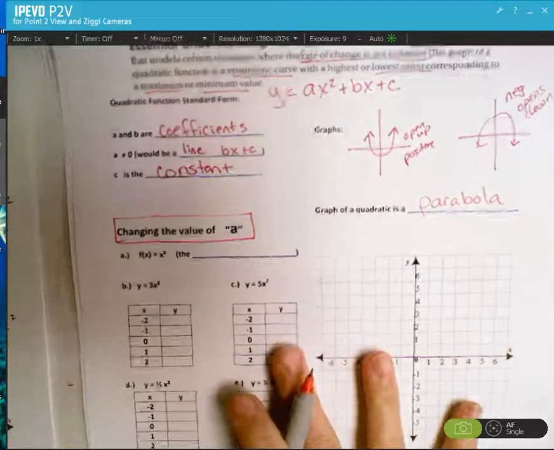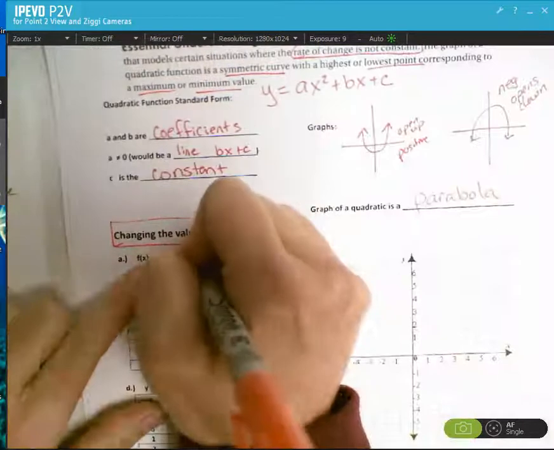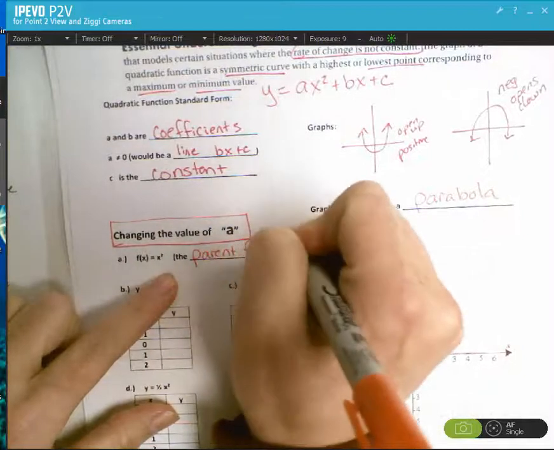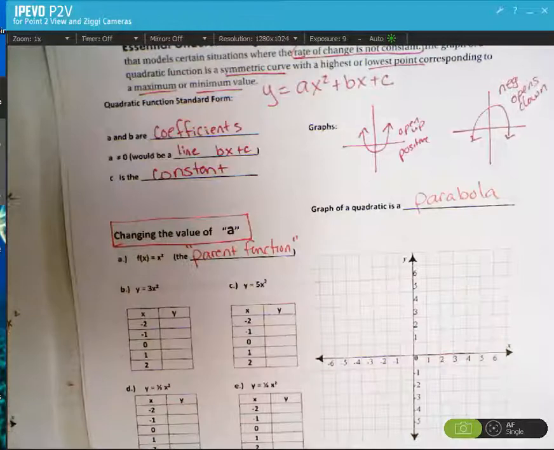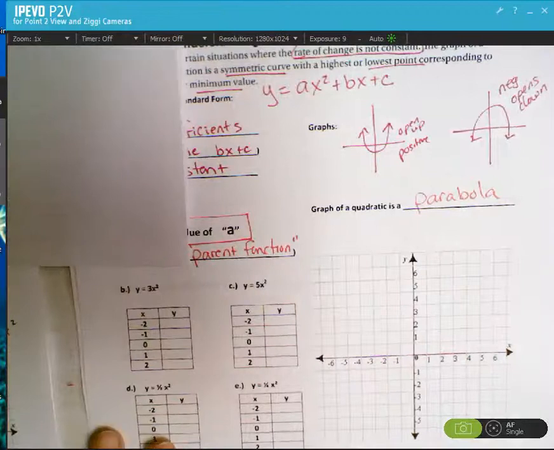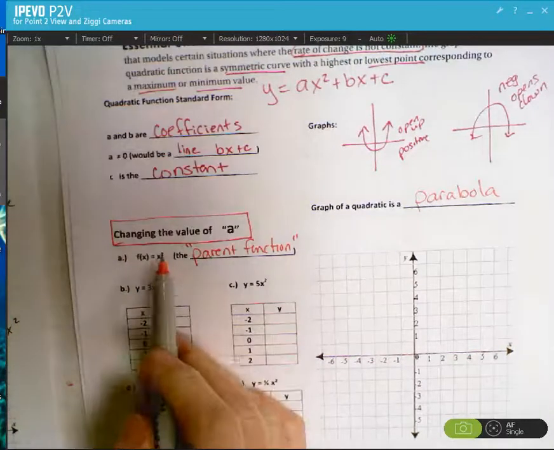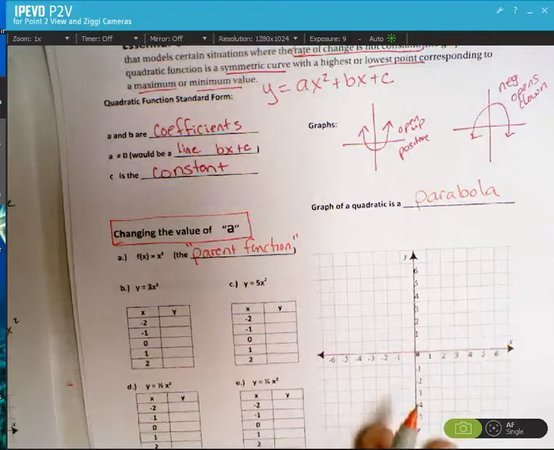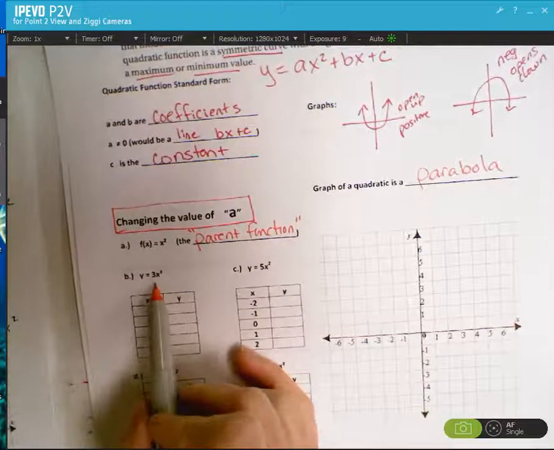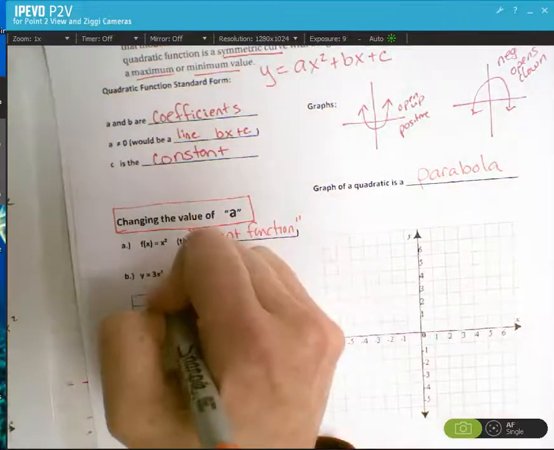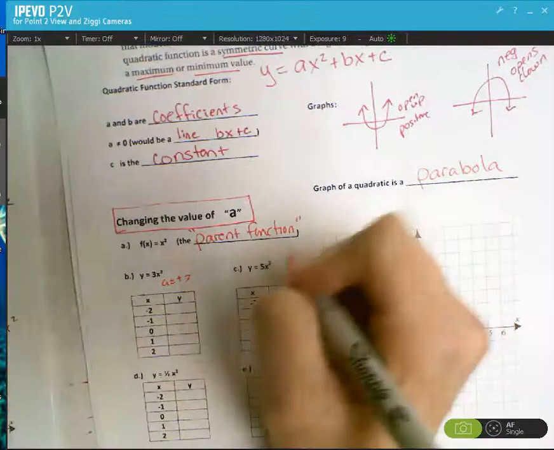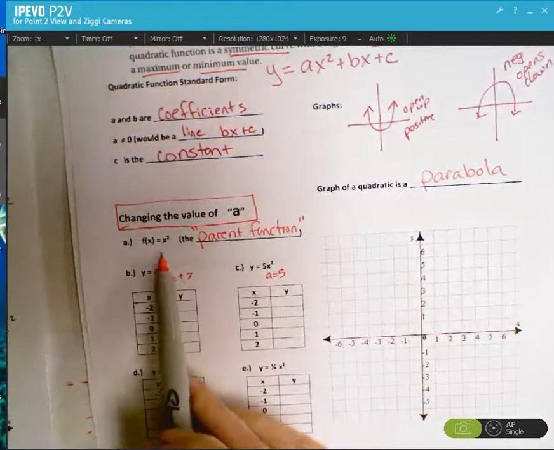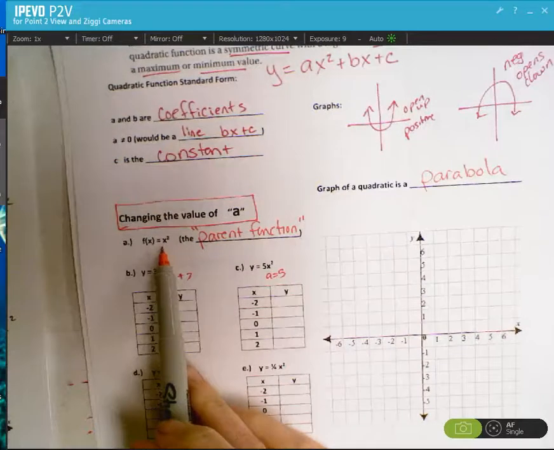Let's take a look at what happens when we change the value of a. When we are looking at what is called the parent function, that's the original base, nothing added, nothing changed function. It's called the parent function. The value of a is 1. So we want to see what happens when we change that value. So as you can see, we're going to graph some quadratic functions. This one has a equals positive 3. This one has a equals 5. So we are making a bigger than the parent function, and we want to see what happens.